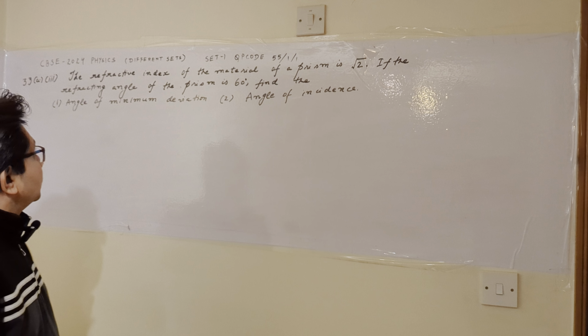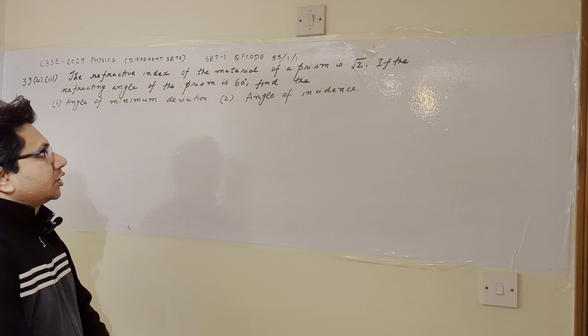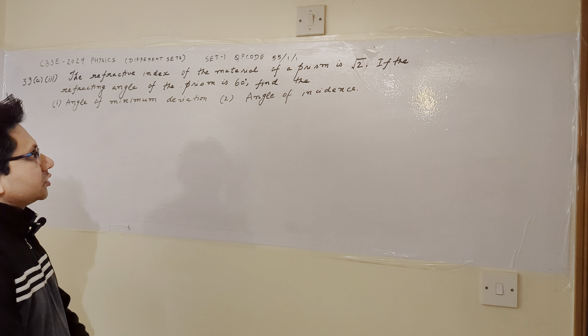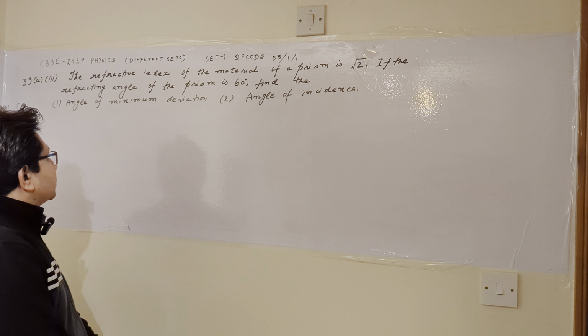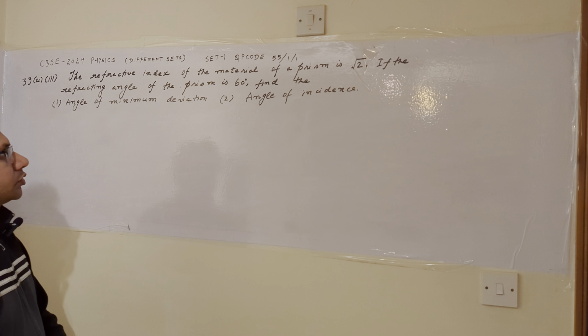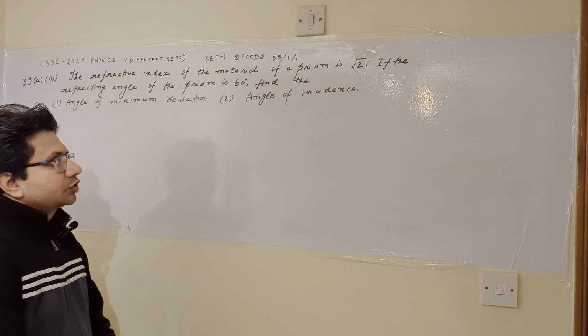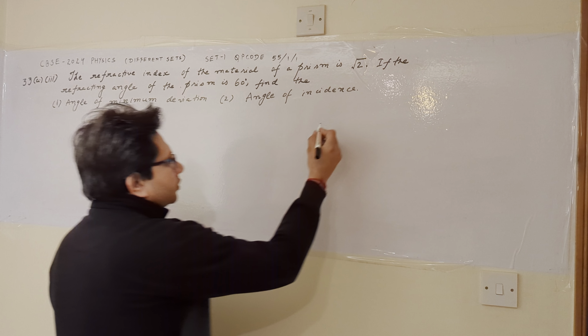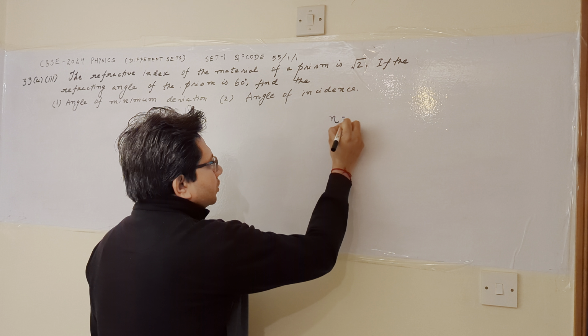Now the question is, the refractive index of the material of a prism is square root 2. If the refracting angle of the prism is 60 degrees, find part 1, the angle of minimum deviation, and part 2, the angle of incidence.